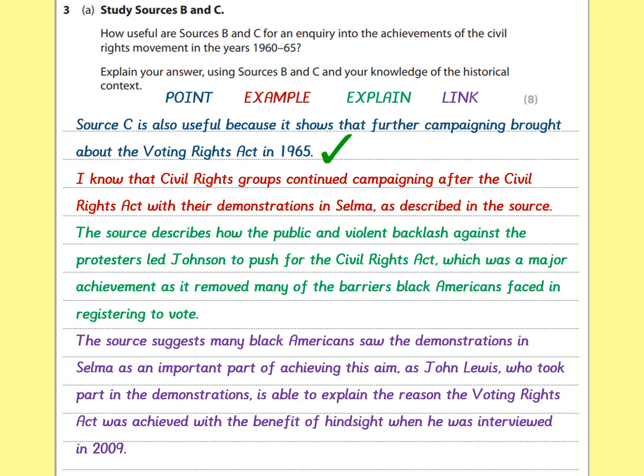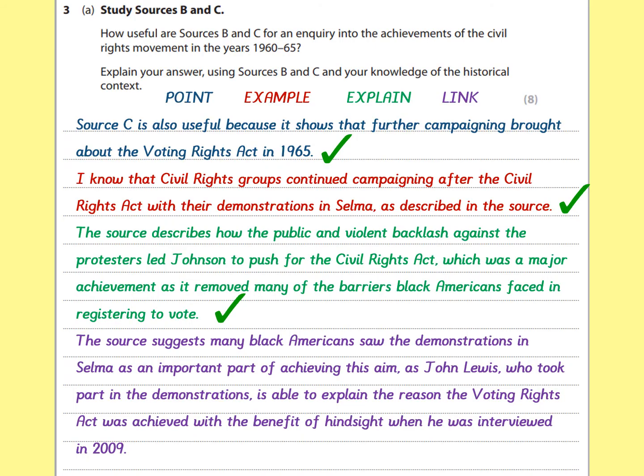So again, I've been straight to the point here, saying that source C is useful. That's related to the question. I've then given an example of what the protests in Selma actually did. Now, this might have been a good time to include a quote from the source. So why didn't I? Well, quite simply, I was trying to limit the amount of text that was appearing on your screen at one time. But actually, if you were going to include a direct quote from the source, here's where I'd do it.